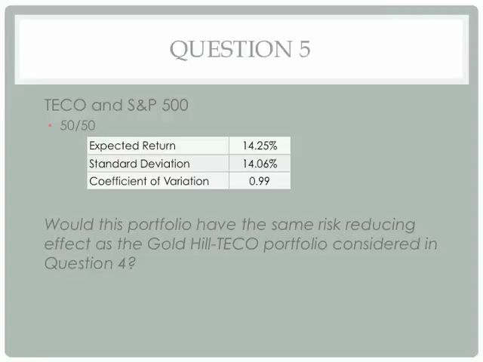This portfolio would not have the same risk-reducing effect as the Gold Hill TCO portfolio. The standard deviation of this portfolio is significantly higher than the portfolio in question 4. This is because the stocks are not negatively correlated. TCO has a lower expected return and a lower coefficient of variation. The S&P 500 Fund has both a higher expected return and a higher coefficient of variation.